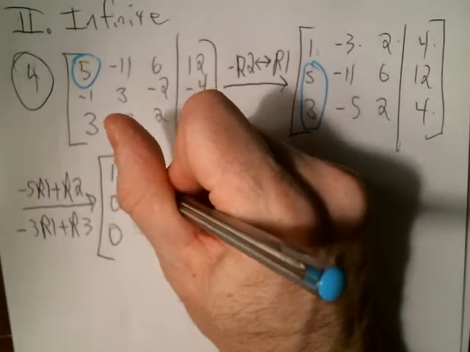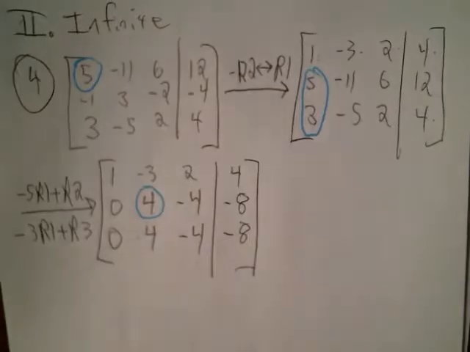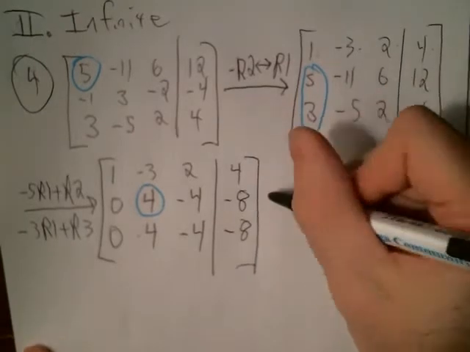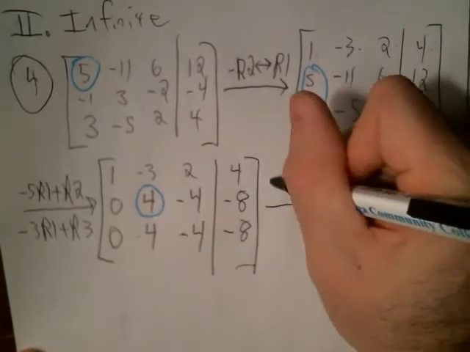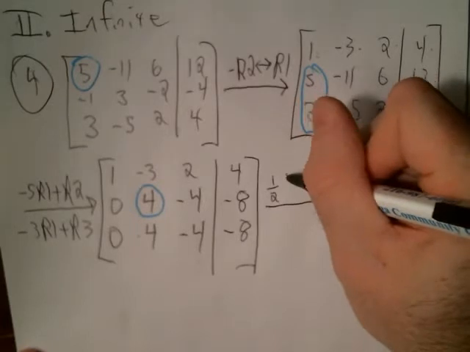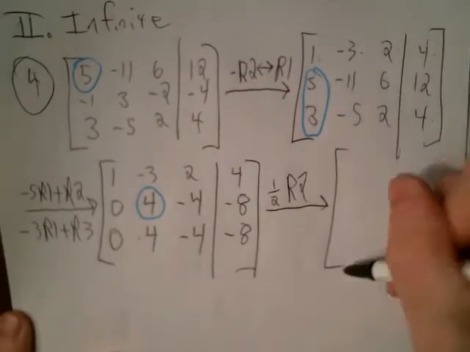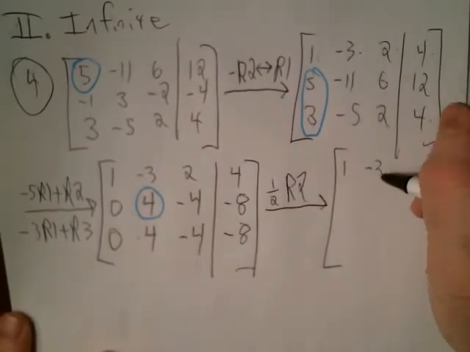Okay, so we want to obtain a 1 in that position. So I'll multiply row 2 by 1/2, excuse me. Sort of getting in a hurry now because I know I have to be somewhere.